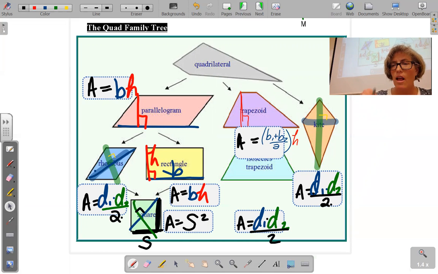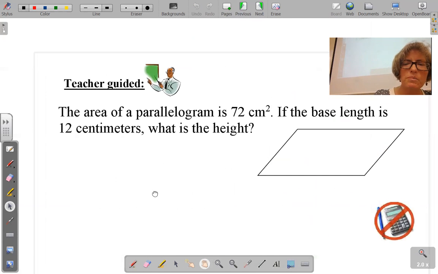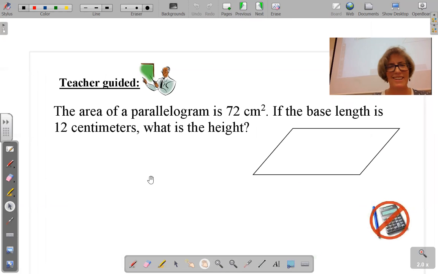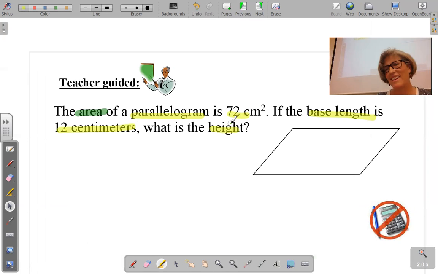Fabulous. Got it. Okay, you ready? Let's do some problems together. Can you read this problem out loud? The area of a parallelogram is 72 centimeters squared. If the base length is 12 centimeters, what is the height? Okay, start underlining your key words. What's your first thought here?